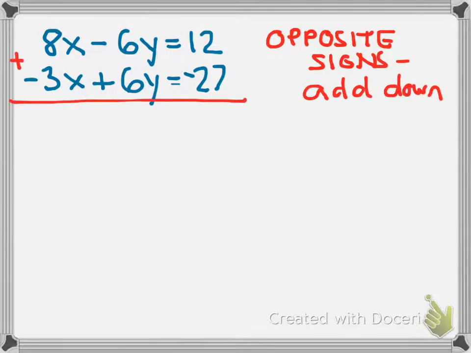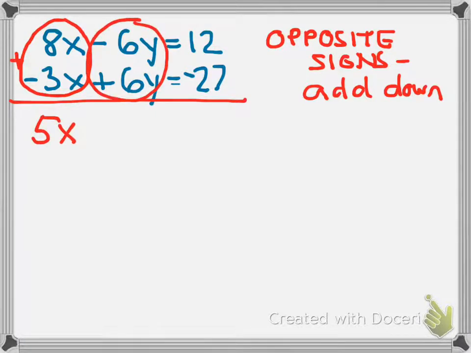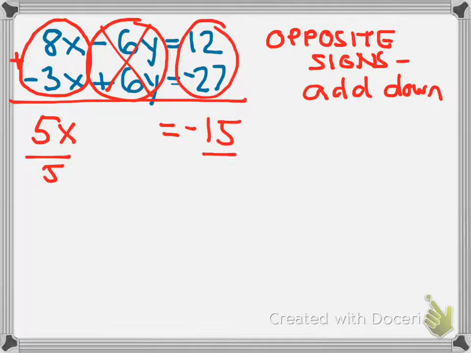I'm going to add the second equation to the first. 8x plus negative 3x, that is 5x. Negative 6y plus 6y, they cancel out. That's nice. They eliminate each other. That's why we call this method elimination. 12 plus negative 27, that's negative 15. I can divide both sides by 5, and end up with x equals negative 3.